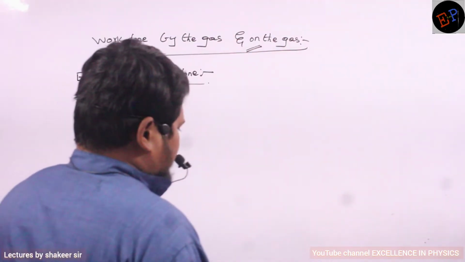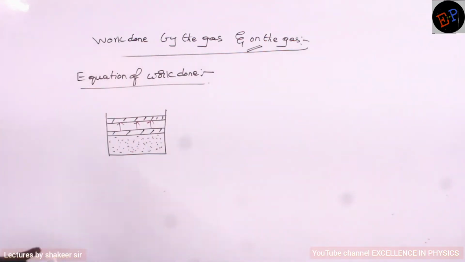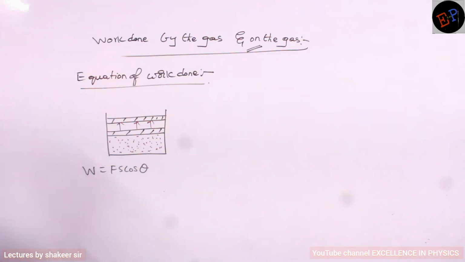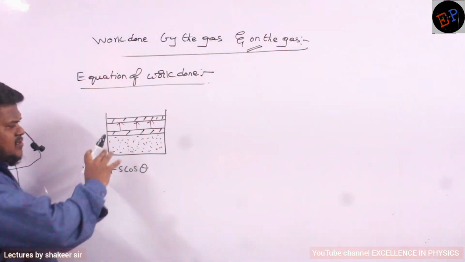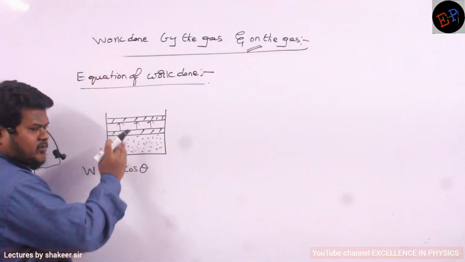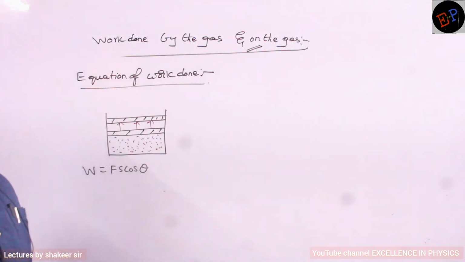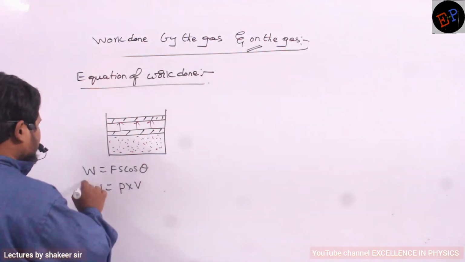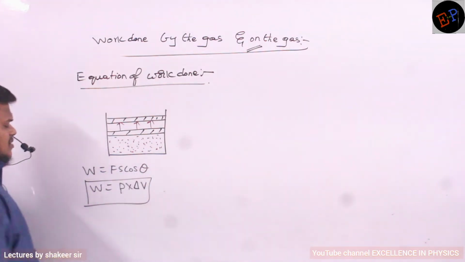Now see, we will try to derive the equation of work done in the case of by the gas or on the gas. What is the equation for work done? W is equal to Fs cos theta. This is the equation for work done in terms of force and displacement. But in the case of a gas, pressure and volume are more relatable, no? So instead of studying force applied by the gas, we study pressure of the gas. Instead of studying displacement of the piston, we study change in volume of the gas. Clear? So therefore, one more equation for work done is pressure into volume. Or we can write pressure multiplied by change in volume. This is the equation for work done.